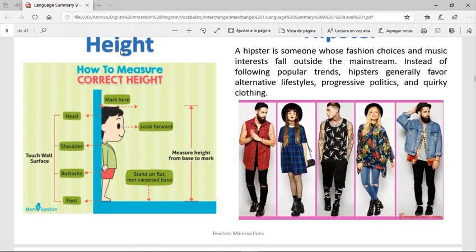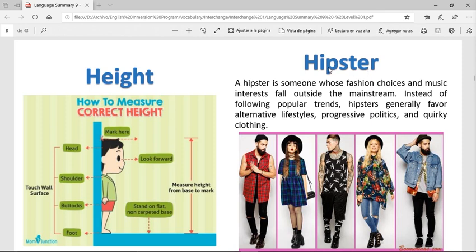Height. The height is the distance from the floor to a place, basically. It's like the height of a part of this person, they are measuring it. You can be 6 inches high, and this is the height of you. How long are you from here to here? That's the height, okay? We have hipster.